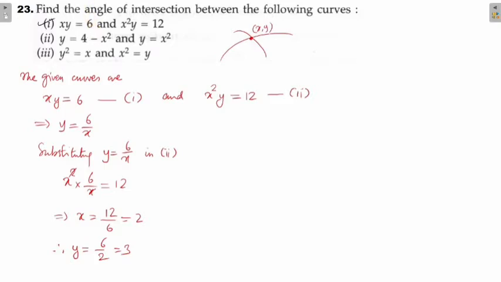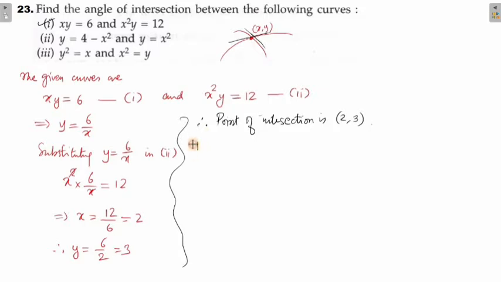So therefore the point of intersection is 2, 3. That means we need to find the slope of the tangent at this point, because you have to draw a tangent at the point of intersection, isn't it? So we will find the slope of tangents for both the curves 1 and 2.